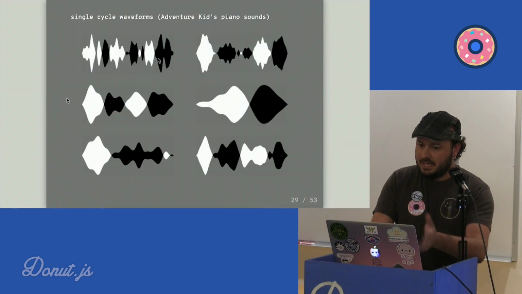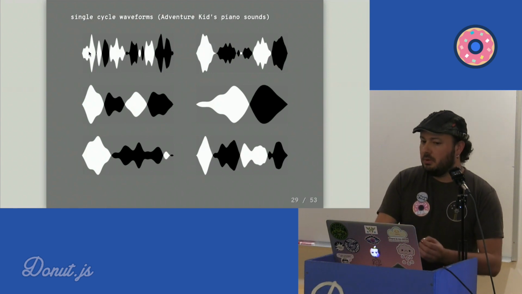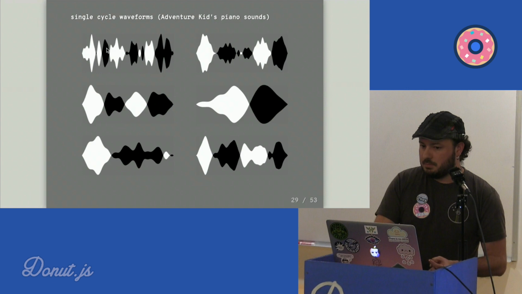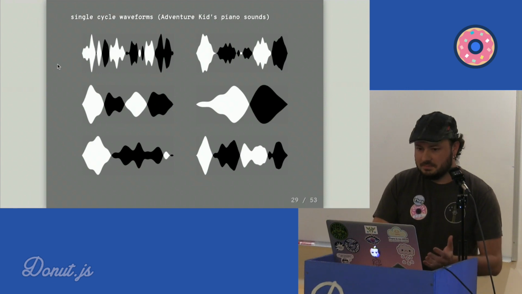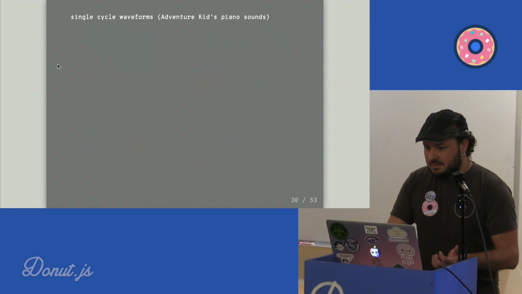These are some of the WAV files as PNGs, basically. The gray is 0. White sections are positive numbers, black sections are negative numbers. And these are all piano sounds, and they sound like this.